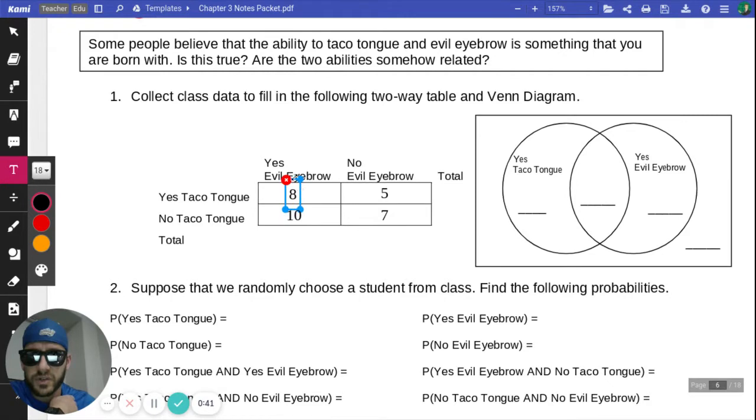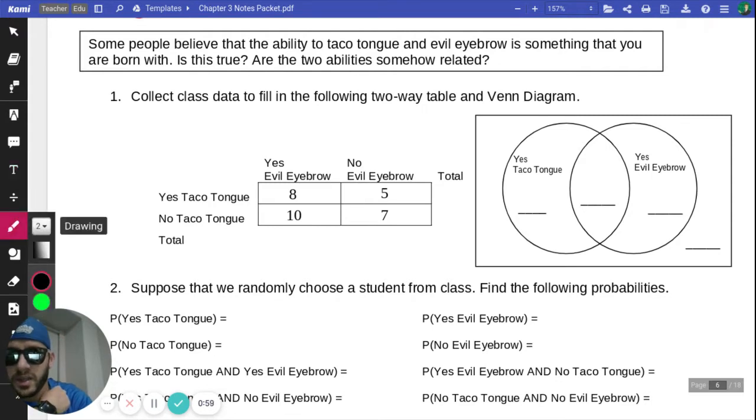So if they can do both the taco tongue and the evil eyebrow, we said that there's 8 people who can. Yes, taco tongue, no evil eyebrow, 5. No taco tongue, yes, evil eyebrow, there's 10 people. And then no taco tongue, no evil eyebrow, there's 7. So the two-way table we can extend out and just add kind of a cross here with yes, taco tongue, regardless if they can do the evil eyebrow or not. We have 8 and 5 for a total of 13.